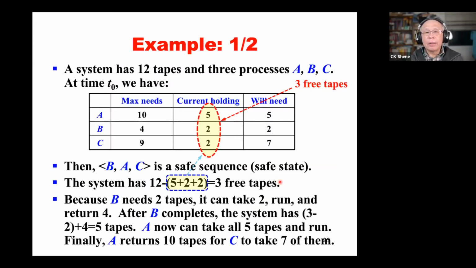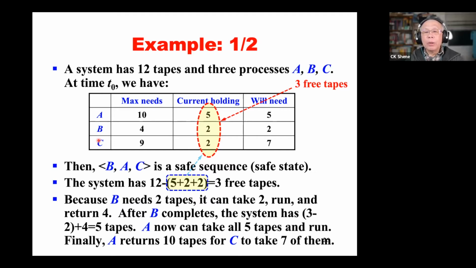Now let's take a look at an example. We have a system. This system has 12 tapes and 3 processes, A, B, and C. At time t0, we have the following allocation. A, B, C need a maximum number of tapes of 10, 4, and 9, respectively. And now the system currently allocates 5 to A, 2 to B, 2 to C.